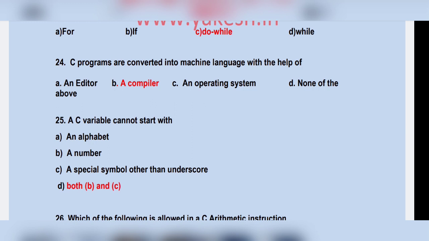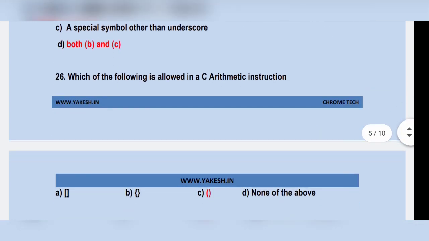C programs are converted into machine language with the help of, option B, a compiler. A C variable cannot start with, option D, both B and C: a number, a special symbol other than underscore.